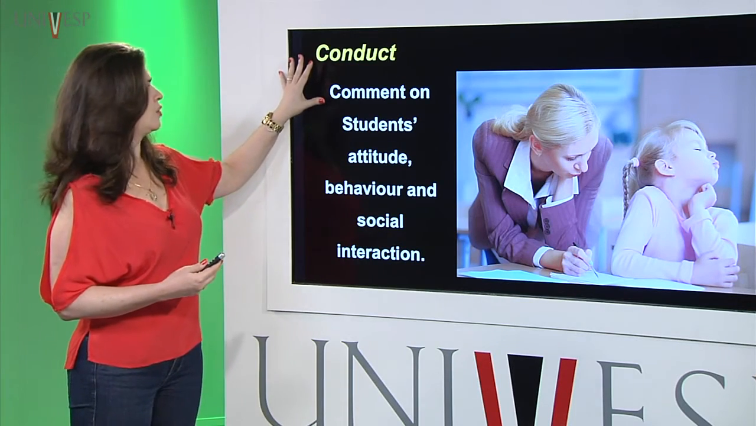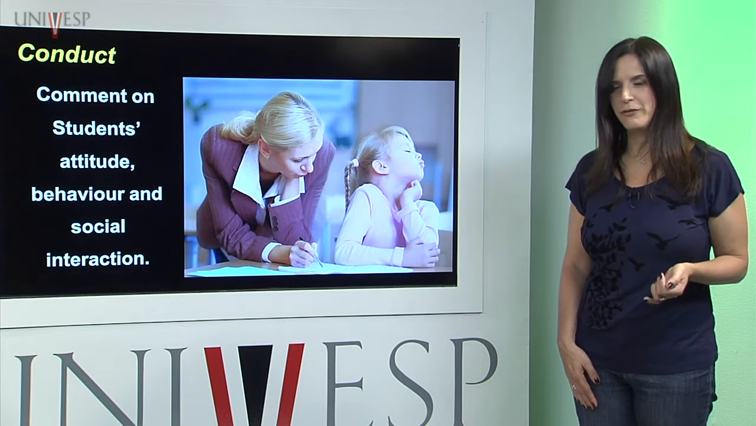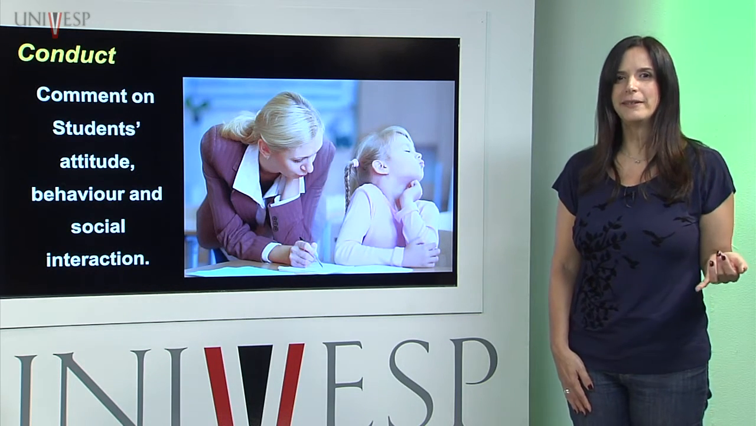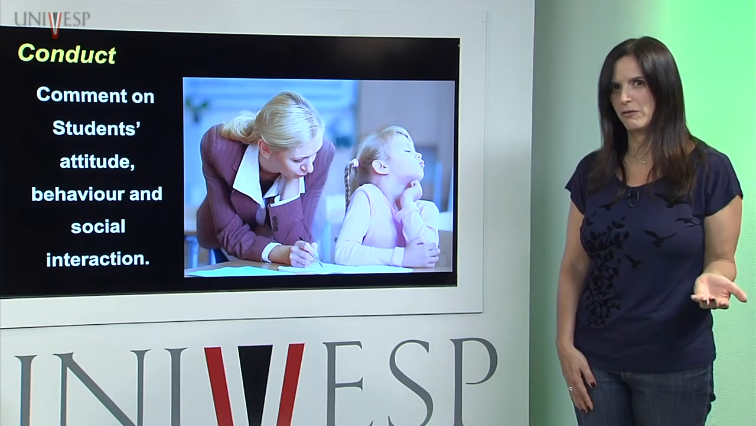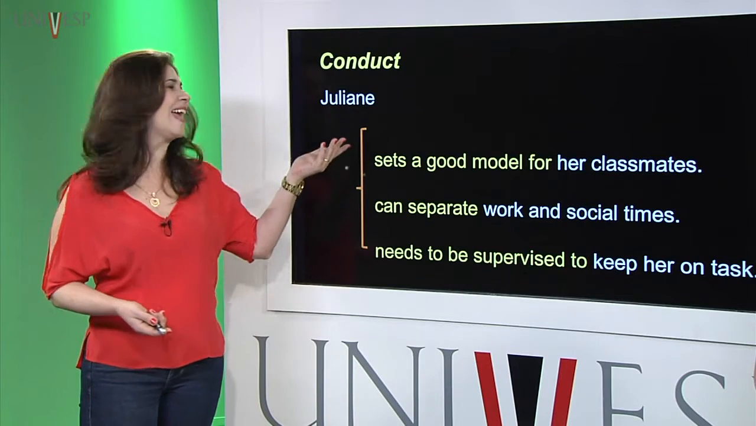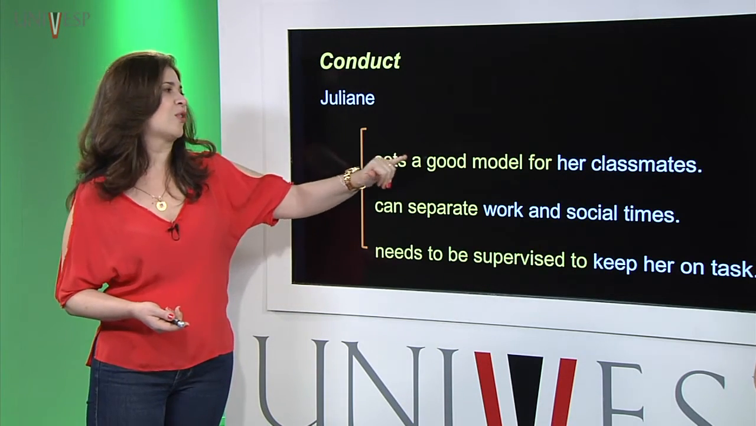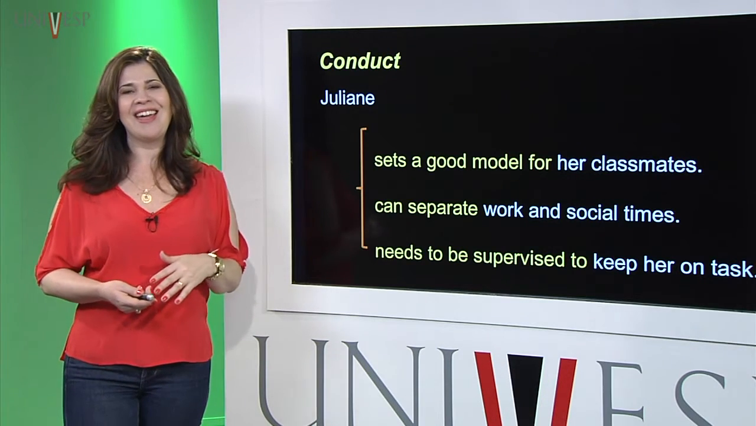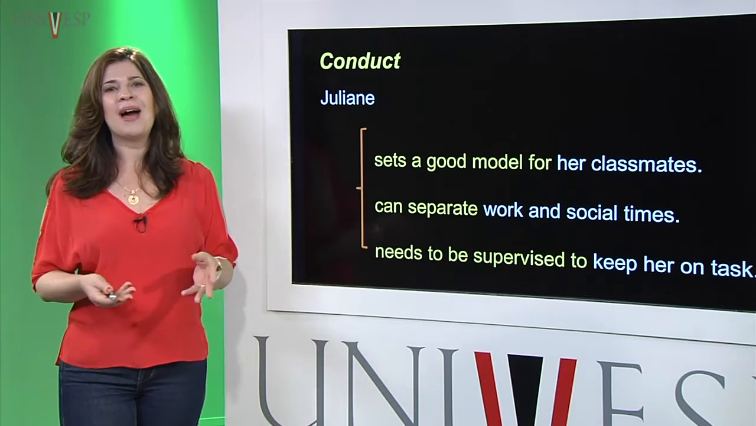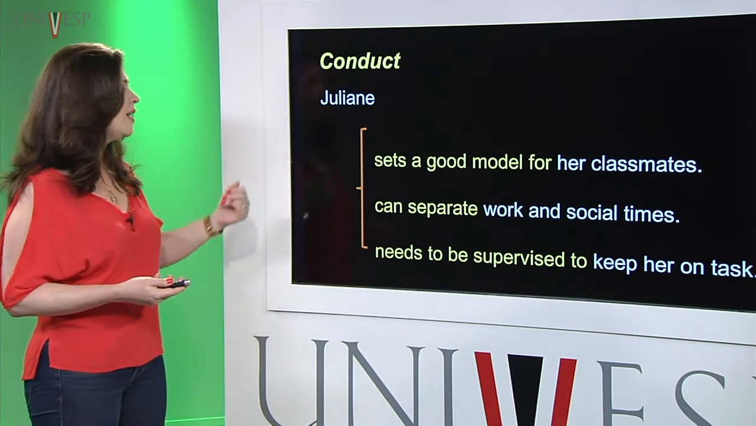What is this conduct, Marcia? Well, there you're going to comment about students' behavior and social interaction. Ou seja, como o aluno se comporta e como ele interage com os outros alunos. Okay, so let's see the language for that. Here we are talking about Julien again. So Julien sets a good model for her classes. Ou seja, ela é um bom exemplo, a good model é um bom exemplo para os classmates, os seus alunos de classe, de aula, ok?